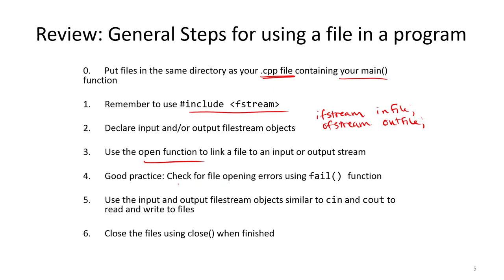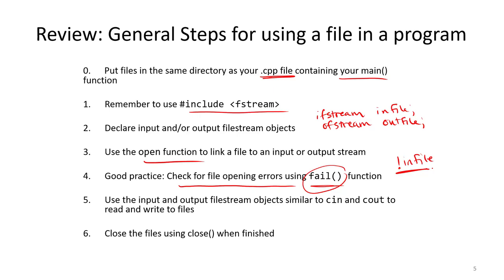We also covered the good practice that you want to check for file opening errors using the fail function, or you could do, for example, not in file, if that's your file stream object name. Remember, these will return true if the file failed to open, and that way you can return an error message.